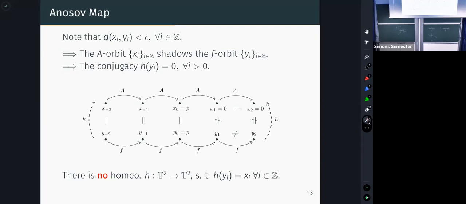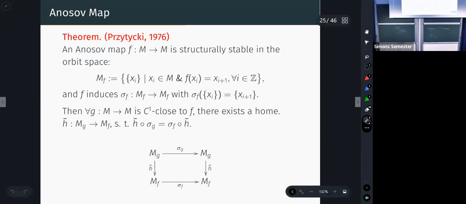Because that's your orbit, the thing that shadows the thing. So we all know the construction of the conjugacy must map each Y_i to zero. But this tells you that's impossible, because it's not a homeomorphism anymore. You map different points to zero. So that gives you that it's not structurally stable. You couldn't have anything topologically conjugate in this setting, right? It's just some local perturbation. Okay, yeah. And so later, Felix introduced the structural stability in the orbit space.